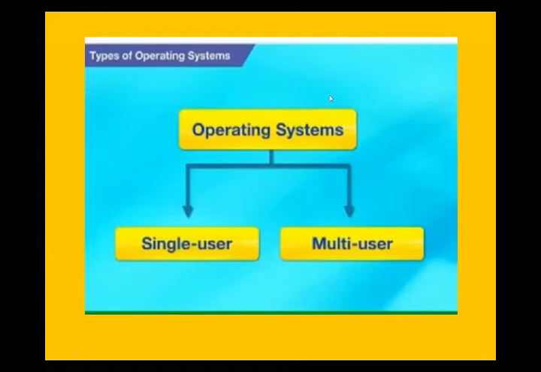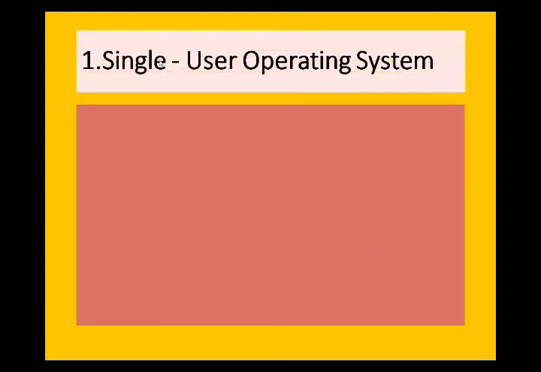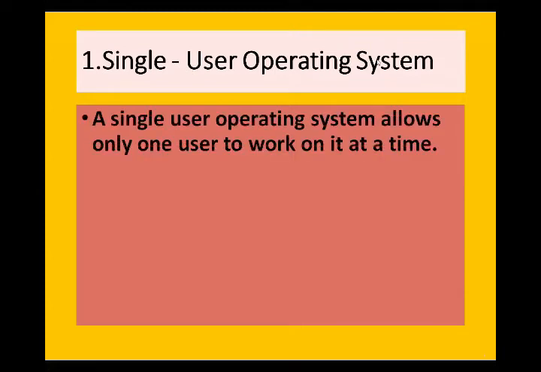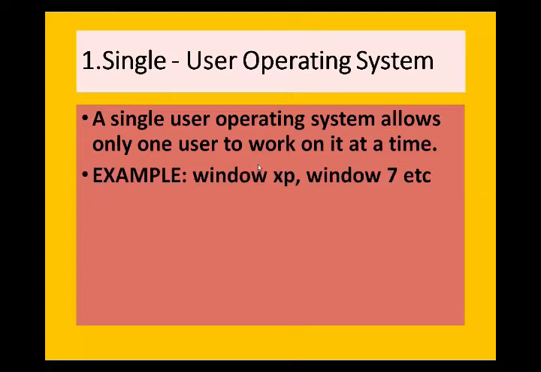Types of operating system. There are two types of operating system: single user and multi-user. The first type is the single user operating system. So what is a single user operating system? A single user operating system allows one user to work on it at a time. Single means one.